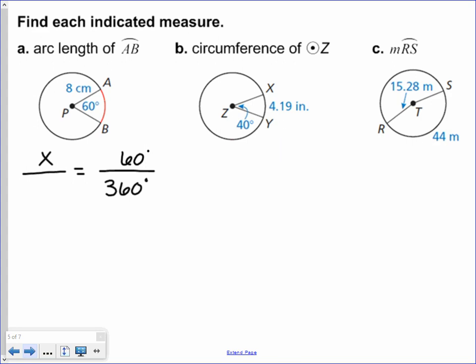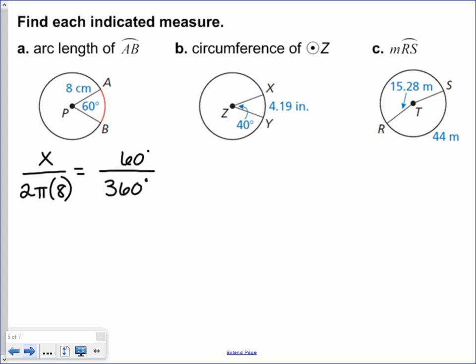And then it's a piece of the circle over the entire circle. So we're going to compare a piece of the circumference to the entire circumference. Circumference is 2 pi r. What's my r here? 8. So they could give you the entire circumference, but most often they just give you the radius, and you have to find the circumference.